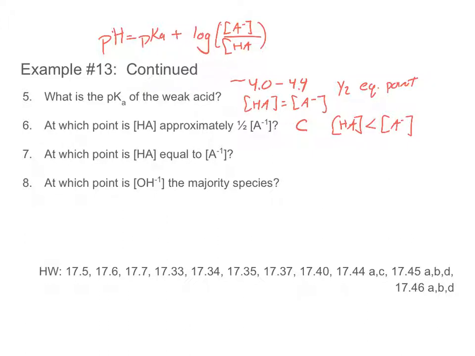Number 7 says, at what point is the weak acid equal to the conjugate base? We've already kind of identified that as point B. And at what point would the hydroxide be the majority species? D. I would say a better bet would be E, but you might want to make the statement anything or any time after E, or after D. Wow, words. After D.